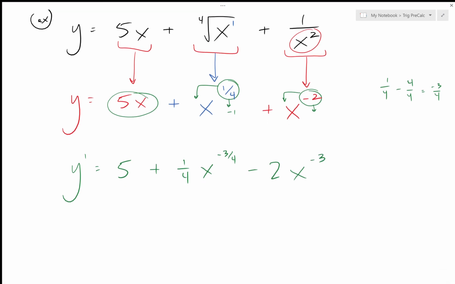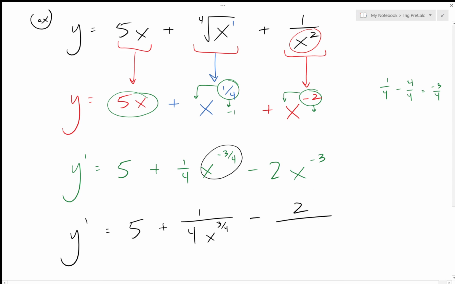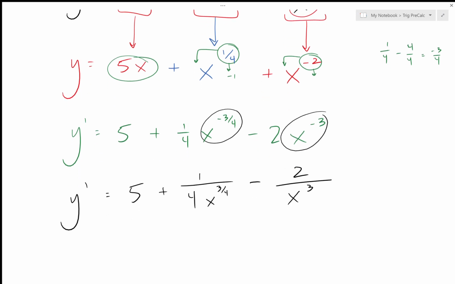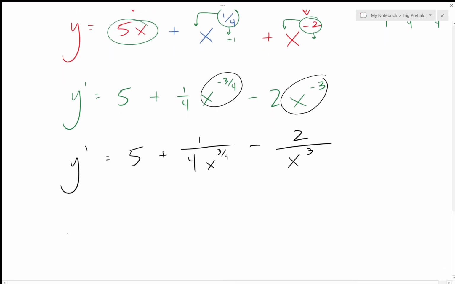So we've got a couple things to clean up here. 5 is just 5. This needs to move to the bottom of the fraction. 1 stays on top. 4 is already on the bottom. x to the 3/4, positive now, minus 2 over, this moves to the bottom, x to the positive 3. Now this is technically a good answer. There's another thing we could clean up if we needed to. This part down here on the bottom.